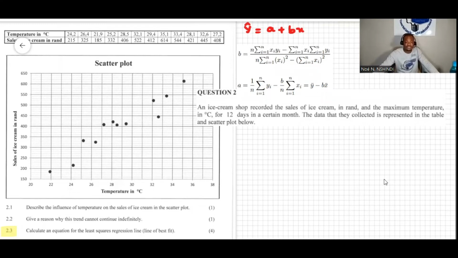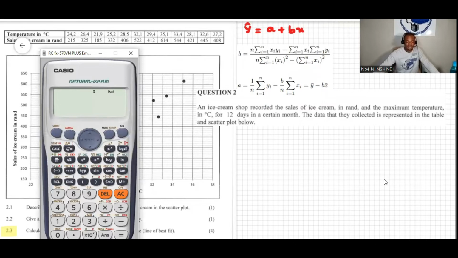I'm going to use a CASIO calculator to do the calculations for me. Now, this is what I'm going to do. First, follow the instructions carefully. First, press the mode button, this button here, press mode. Then we're going to select statistics, as we can see here, 3 for stats.